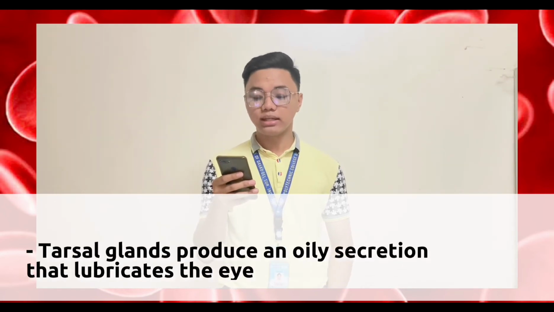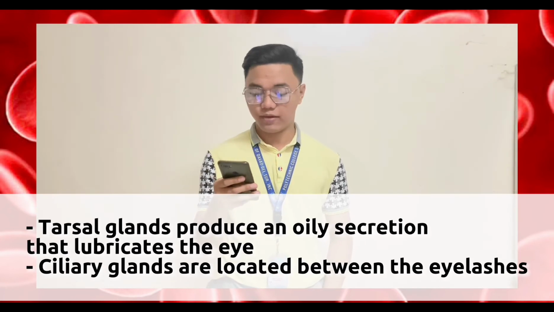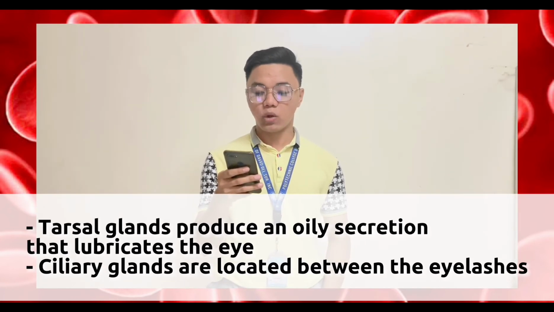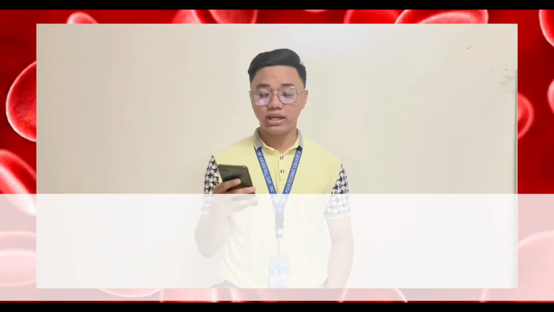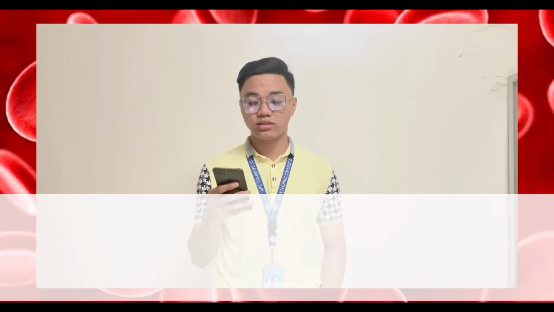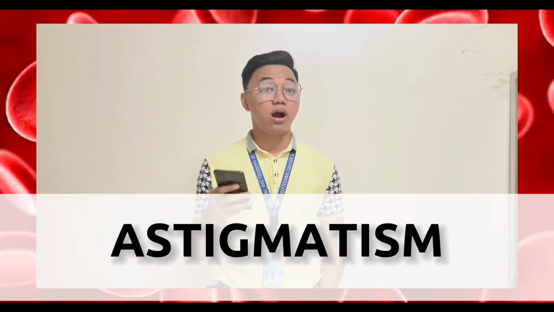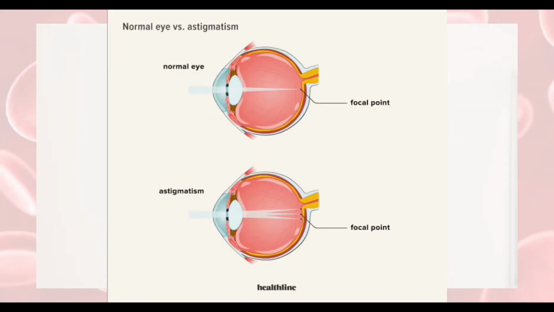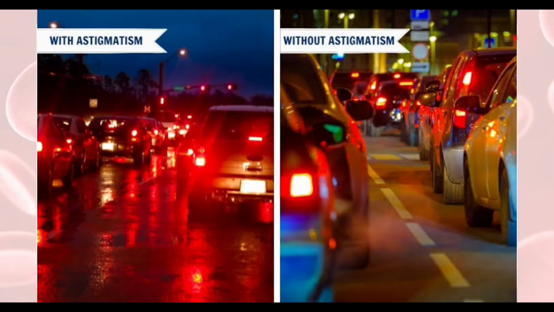Eyelashes. Tarsal glands produce an oily secretion that lubricates the eye. Ciliary glands are located between the eyelashes. One complication of the eye is astigmatism, where images are blurry. It results from light focusing as lines, not points, on the retina because of unequal curvatures of the cornea or lens.